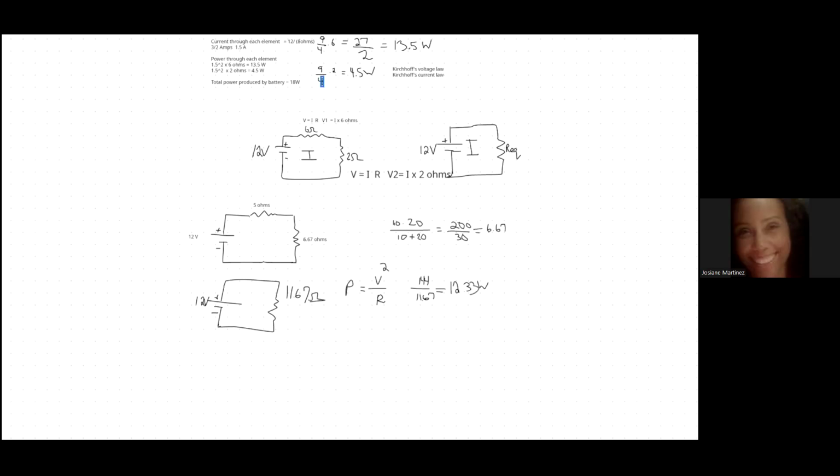Now, this configuration had two parallel resistors that ended up being in series with the 5 ohms. How could I have also drawn a circuit? I could have drawn it as two parallel resistors in series with another two parallel resistors. And in this case, we would solve the two parallel resistors first. Right? This is not a mountain range. It's supposed to be two resistors.